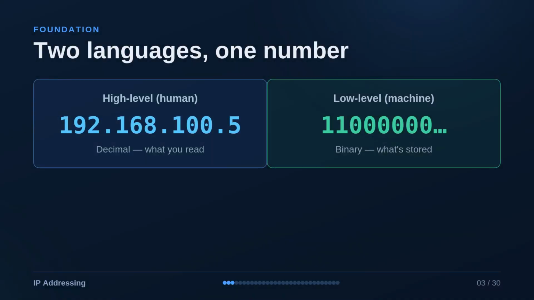Everything starts with two ways of writing numbers. Humans use decimal, the high-level language. Machines use ones and zeros, the low-level language. An IP address lives in both at once. We read the decimal version, the computer stores the binary version. Get comfortable moving between them, and the rest is easy.